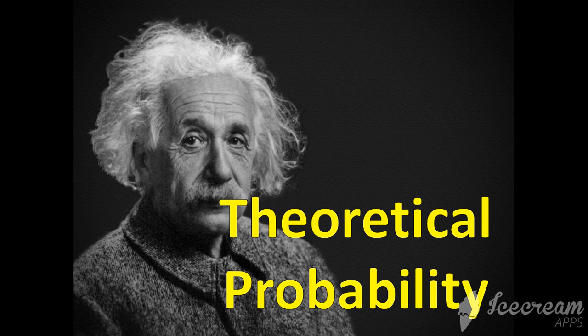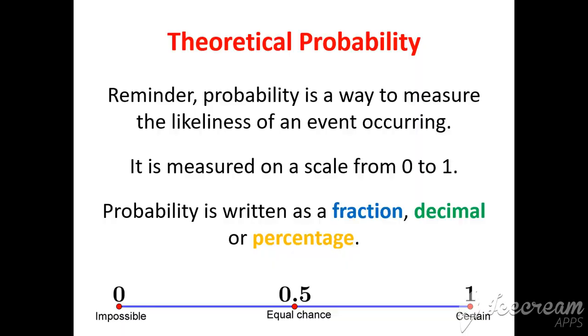Hey, welcome back to our third junior probability videos. In this video, we're going to chat about theoretical probability. Now, remember, probability is a way to measure the likeliness of an event occurring. It's measured on a scale from 0 to 1, and probability is written as either a fraction, a decimal, or a percentage.